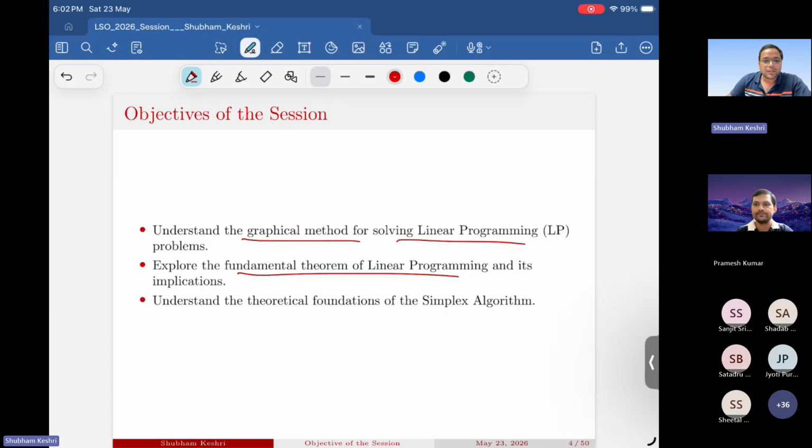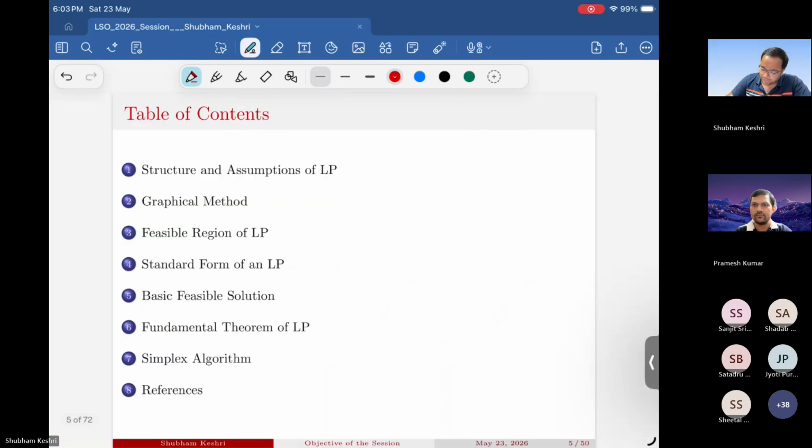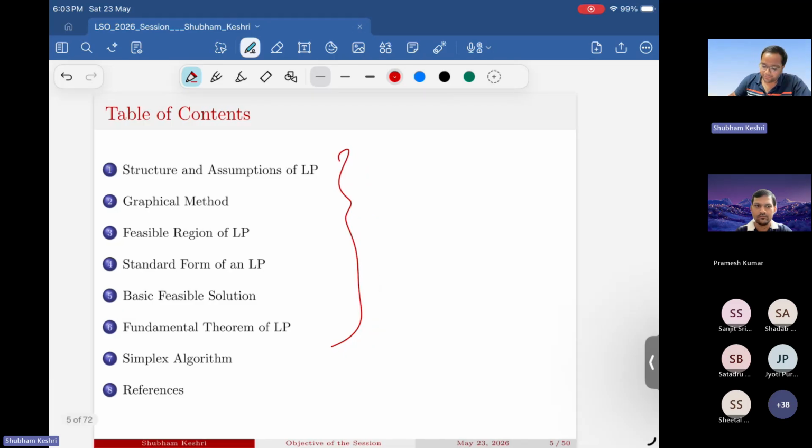Okay. Thank you. So the objective of today's session is to understand the graphical method. Then we will move on to the basic theorems that led to the development of the simplex algorithm, and then some theoretical foundations of the simplex algorithm. This is the content of today's session. We will not go into the details now because we will see as we proceed.